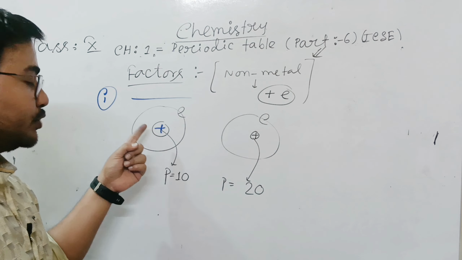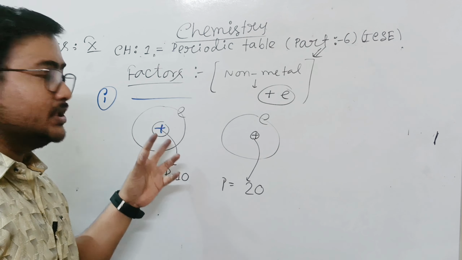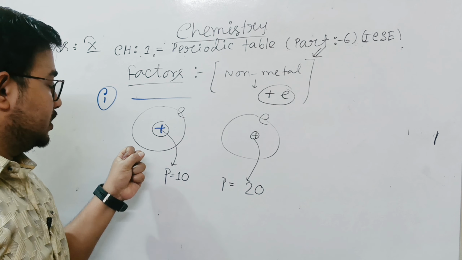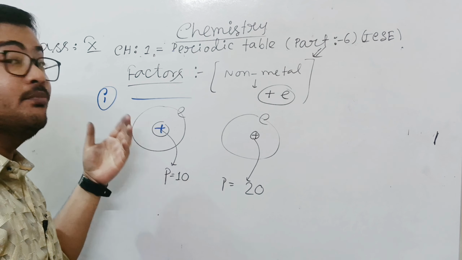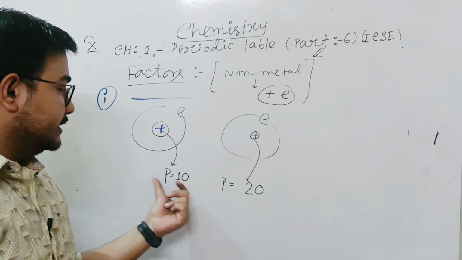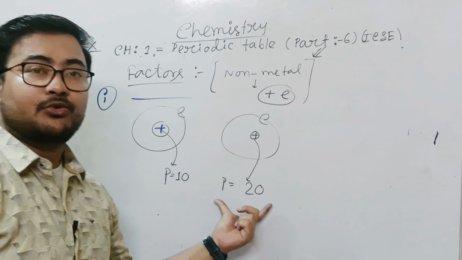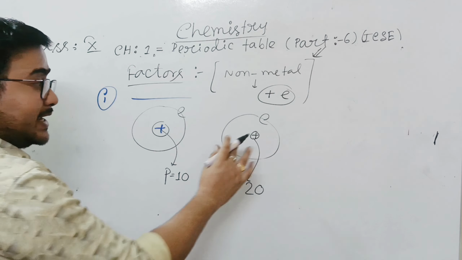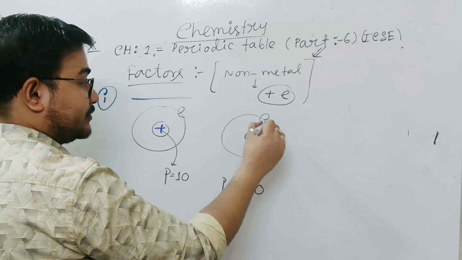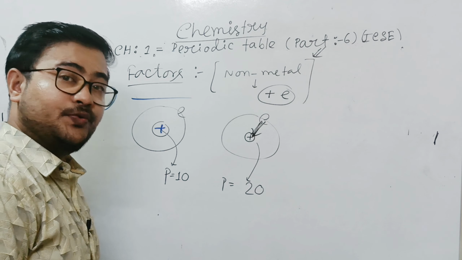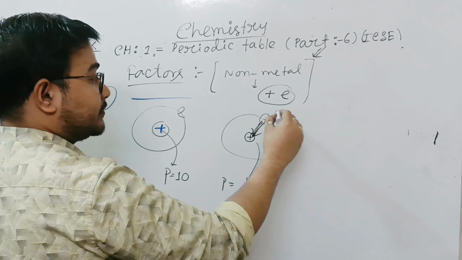Since here the number of protons is more, it attracts the electron with more nuclear force. Here the number of electrons may be more, but in this case the number of protons is more, here proton 10, here proton 20. So since here the number of protons is more, this nucleus attracts the electron with more force, so you cannot easily donate this electron.